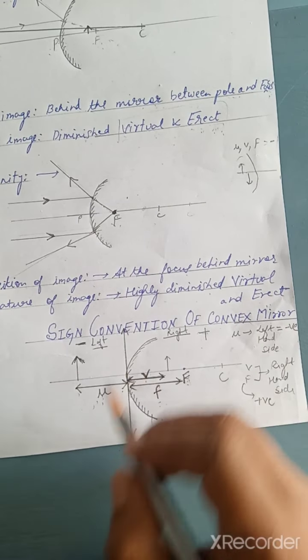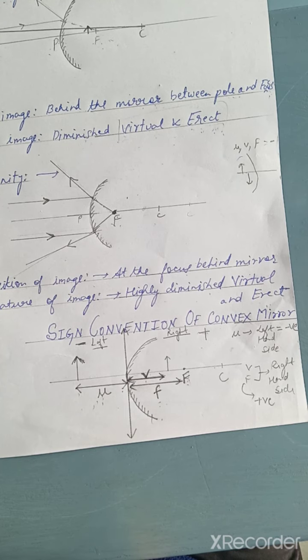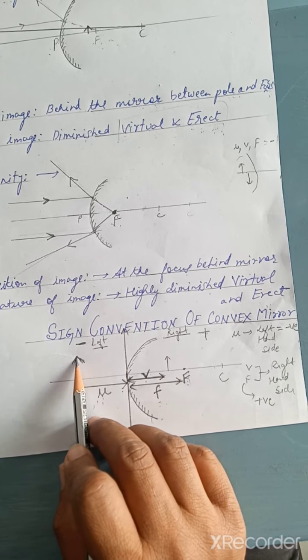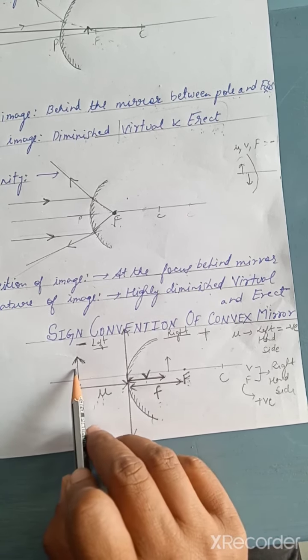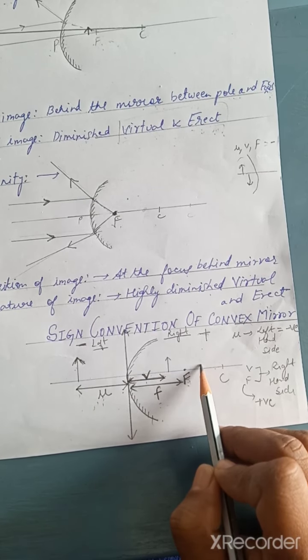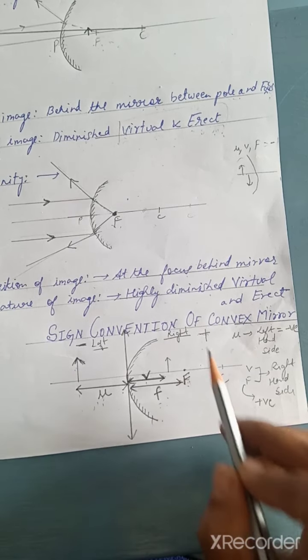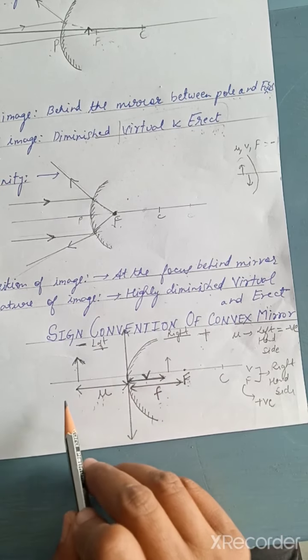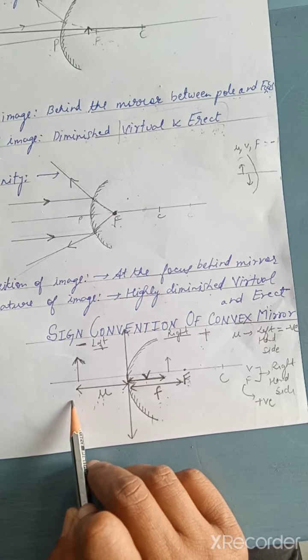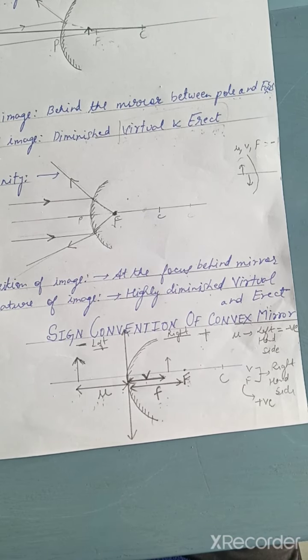Sign convention: the object which is kept towards the left hand side, like in the concave mirror and convex mirror, the object is kept here, and the image is forming behind the mirror. So v and f are towards the right hand side, so they are considered positive, but u is kept on the left hand side, so it is considered negative.